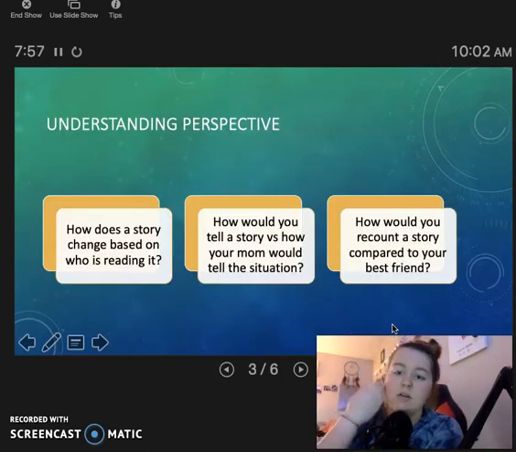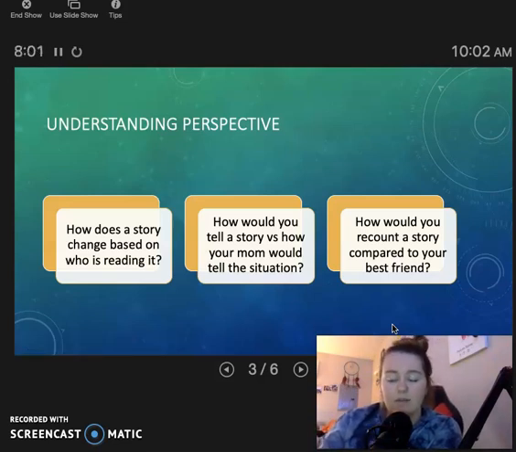Alright, so understanding perspective. First, you need to know what perspective means. Whenever you think of the word perspective, what do you think? It means the thoughts towards something or the attitude towards something, how something is seen. That's what perspective means. So how does a story change based on who is telling it?